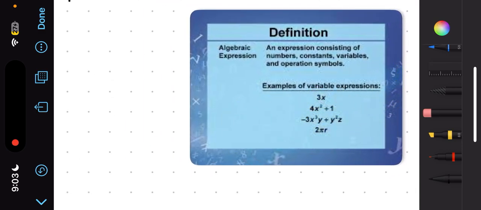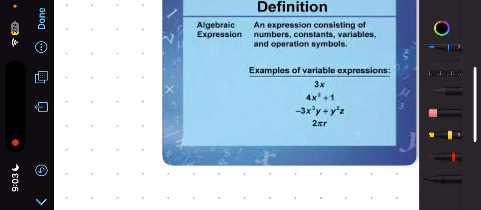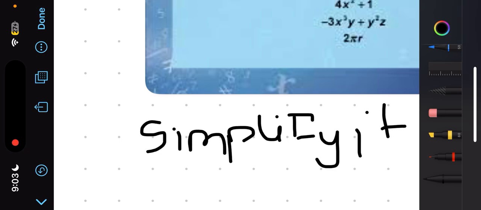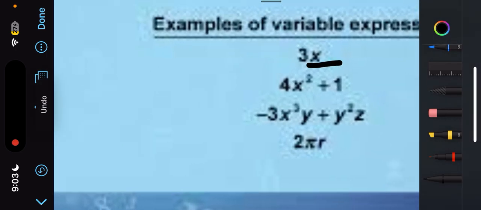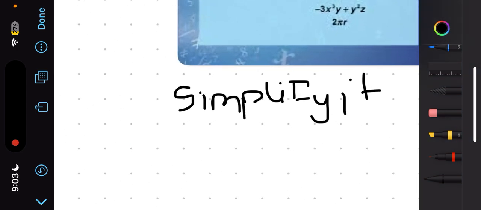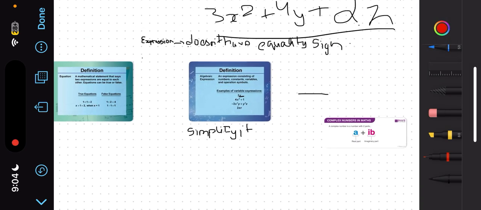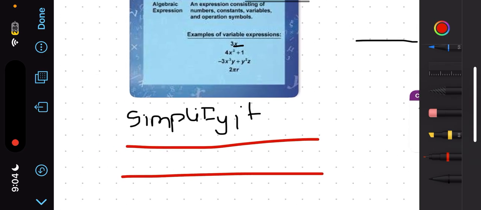One more thing, many of you are confused about what we have to do here. Whenever you get a question, you simply have to simplify an expression only. If there is x here, you can't find the value of x, you have to just simplify it, not find the value of the variable. In simple terms, I've also marked here, simplify it.